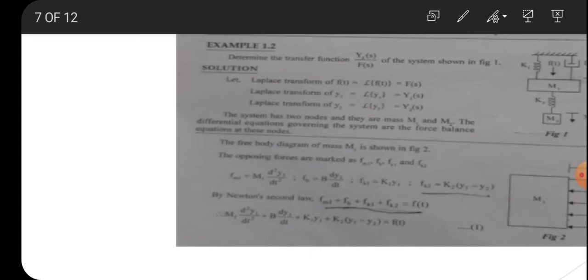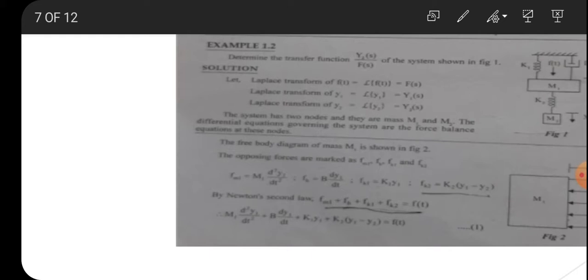Here, this system has two nodes that are represented by mass m1 and m2. The differential equations governing the system are force balance equations at these nodes. The free body diagram of the mass m1 is shown in the figure. m1 is acted on by various forces such as f(t), and fm1, fb, fk1 and fk2 opposed to f(t).